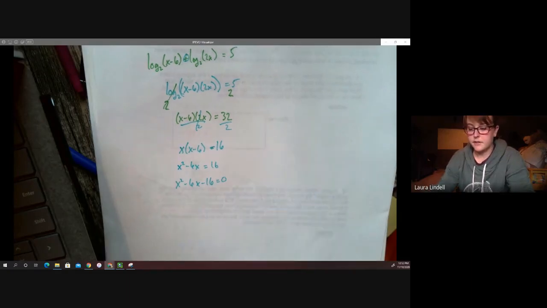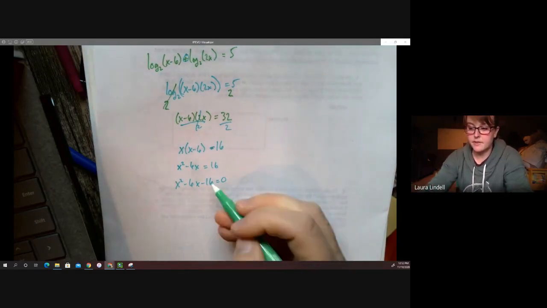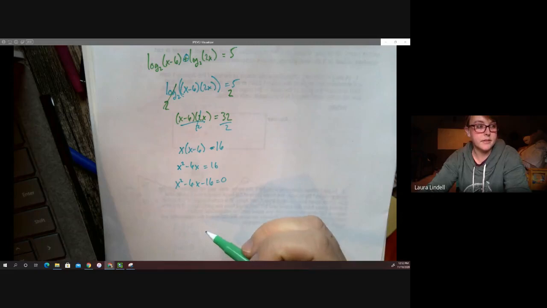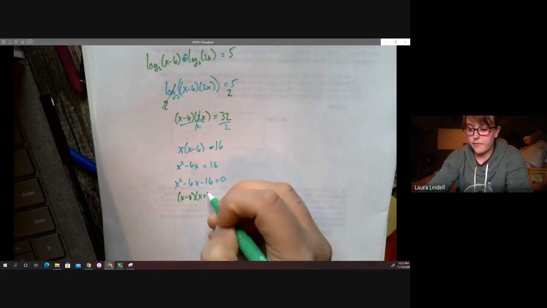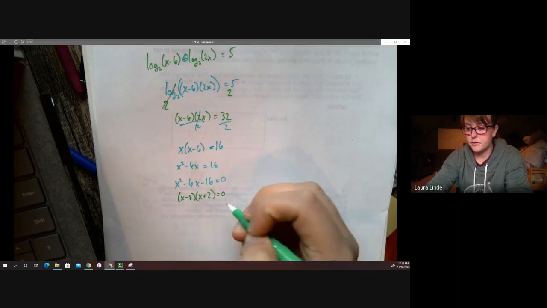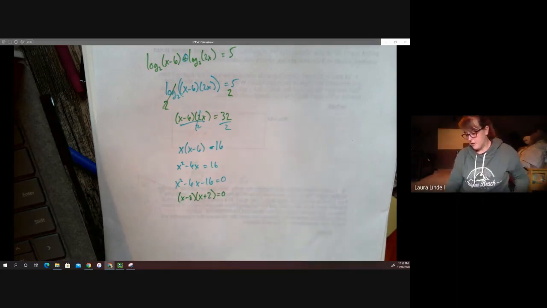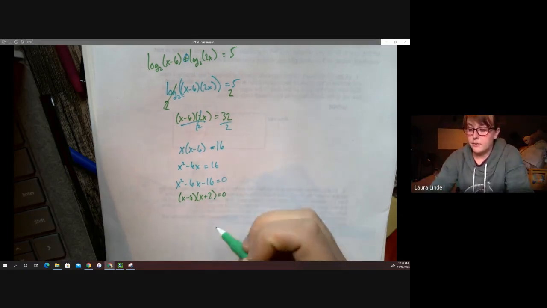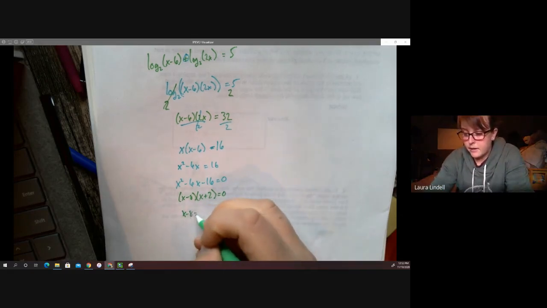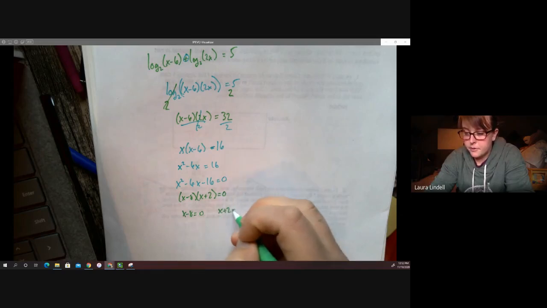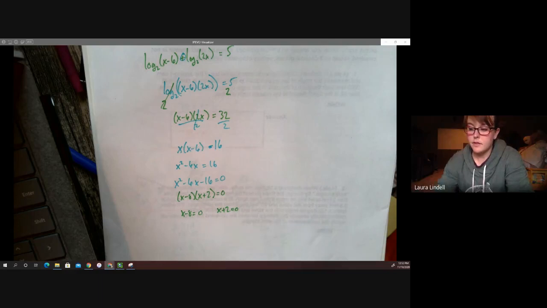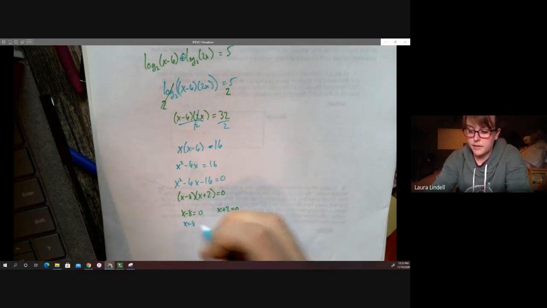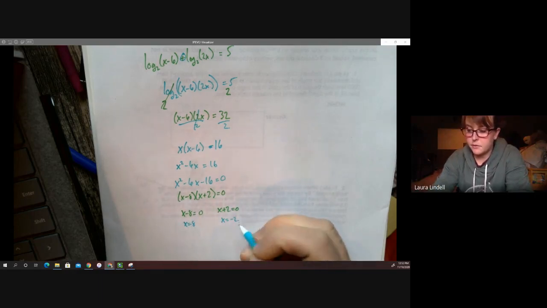So this factors into, we're looking for things that multiply to negative 16 and add to negative 6. x minus 8, x plus 2. So then from there, we can set each of these individually equal to 0. So x minus 8 equals 0, x plus 2 equals 0. So here we get x equals 8 and x equals negative 2.